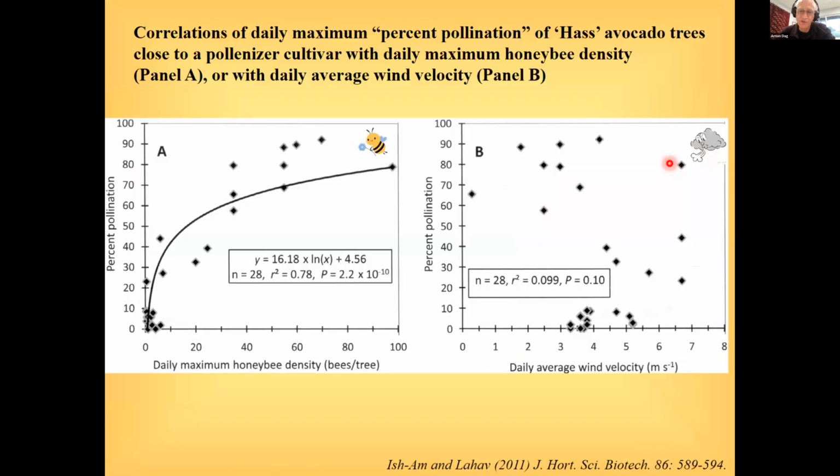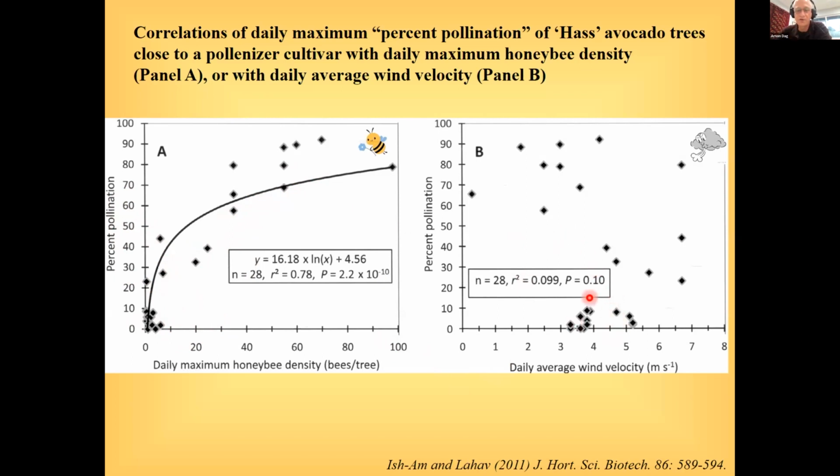There have been questions regarding the importance of insect pollination in general, and honeybee pollinators specifically, in avocado. Here you can see a study conducted by Gadi Sham. I will cite him several times here. He tried to assess whether avocado is pollinated by wind, on the right side, or by bees, on the left side. And he found a very nice correlation between the daily maximum honeybee density and the percentage of pollinated flowers. When he did not see bees on the tree, he did not see pollinated flowers, and as the bee number increased, the percentage of pollinated flowers increased.